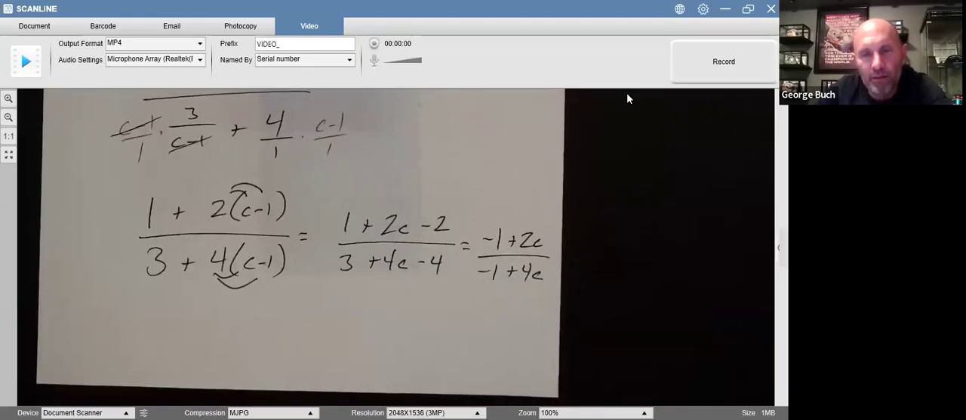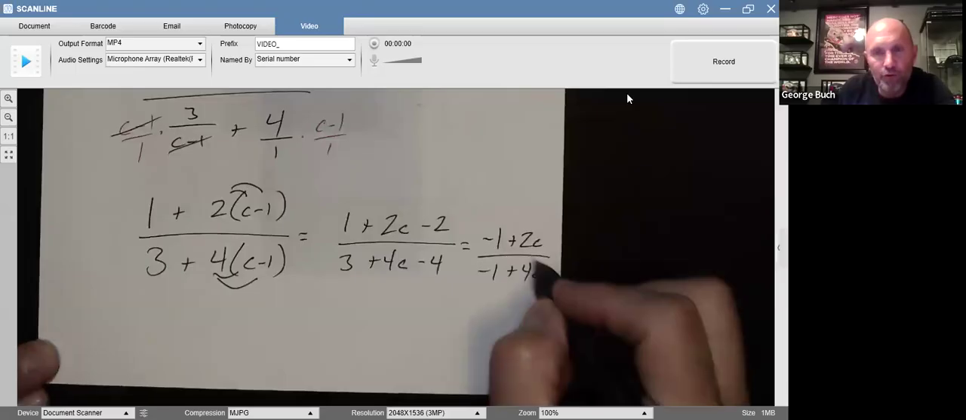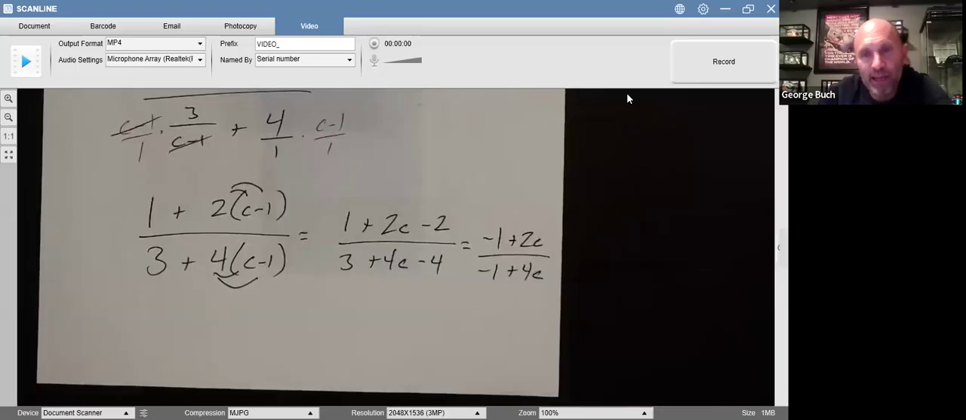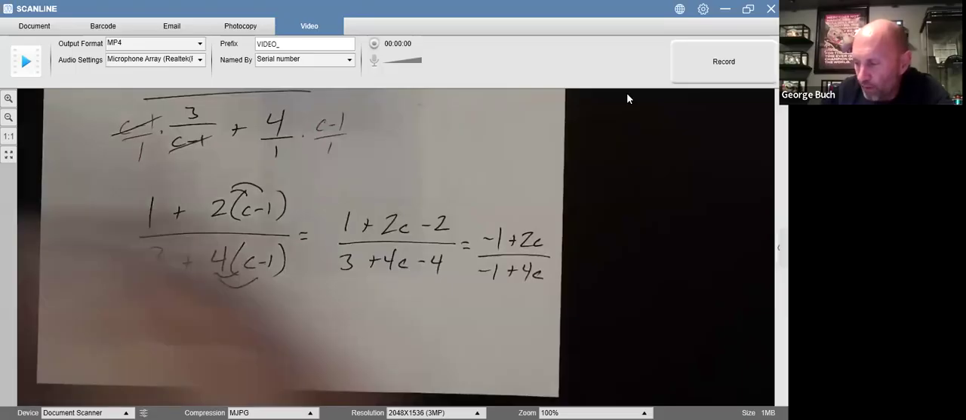So can I simplify this? And you better be screaming at the screen, no, you cannot. You can't cancel the negative 1s. You can't divide both of these by 2. The plus signs between them mean you can't simplify it anymore. You have to cancel everything or nothing. So this would be your final answer.